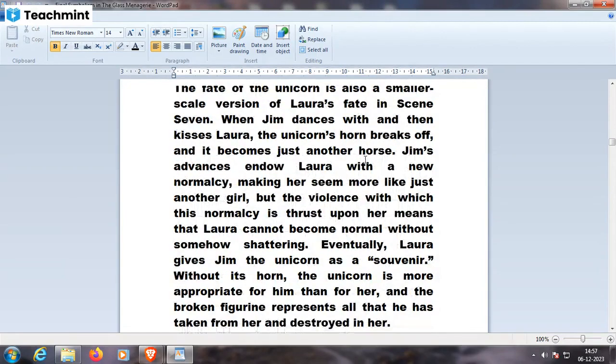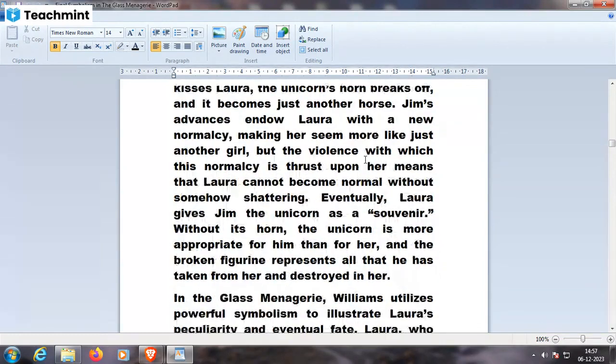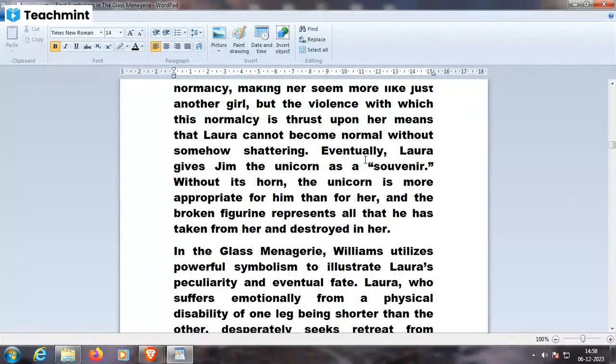Without its horn, the unicorn is more appropriate for him than for her. And the broken figurine represents all that he has taken from her and destroyed in her.